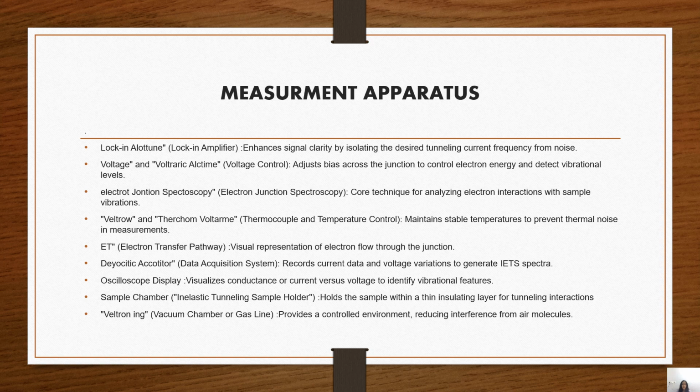Let's go to the second part of the experimental setup, that is the measurement apparatus. The measurement apparatus consists of nine parts. The first is the lock-in amplifier, the second is the voltage control, the third is the electron junction spectroscopy, the fourth is the thermocouple and the temperature control, the fifth is the electron transfer pathway, the sixth is the data acquisition system, the seventh is the oscilloscope display, the eighth one is the sample chamber, and the ninth one is the Veltor.